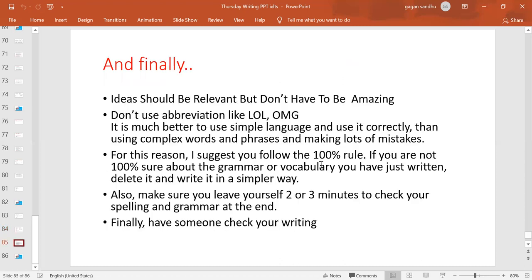Finally, ideas should be relevant. The relevancy matters here. Whatever the content of the letter, according to that, you should be describing the points in the letter. They should be exactly relevant to the content. And it's not that they have to be really amazing, out of the world, out of the box. No. So simple ideas work here.